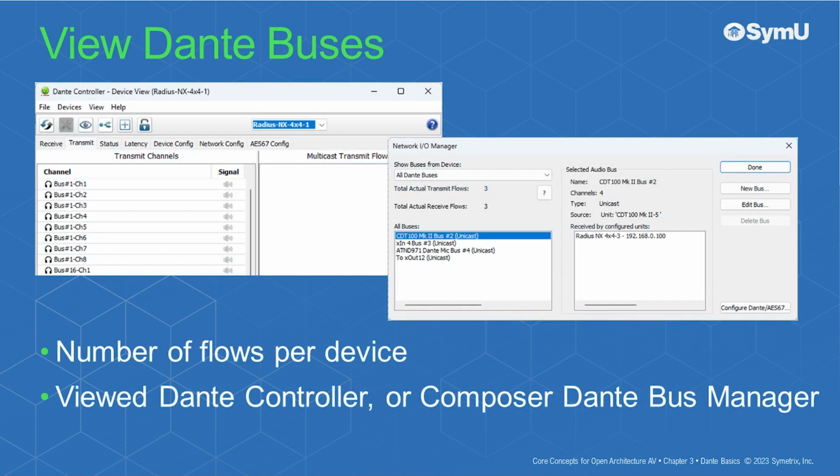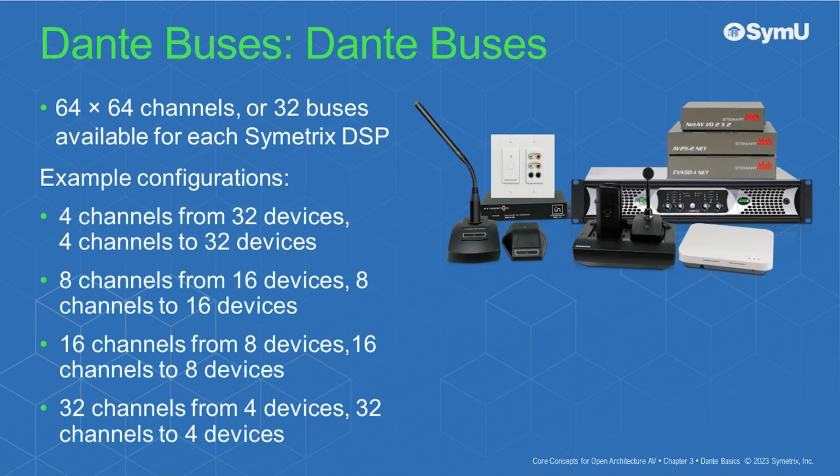The number of flows per device can be viewed with Dante Controller or from Composer's Network I/O Manager. Whether a DSP is sending 1 channel or 4 channels of audio, this uses one unicast flow. If a DSP is sending 5 channels of audio, that 5th channel creates a second Dante unicast flow. The 64 by 64 channels, or 32 buses, available for each Symetrix DSP can be configured in various ways.